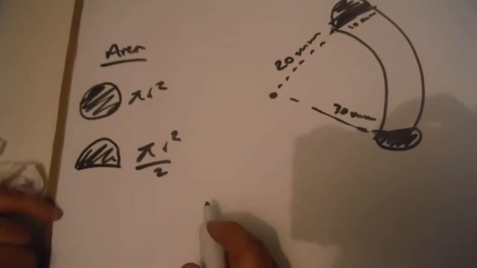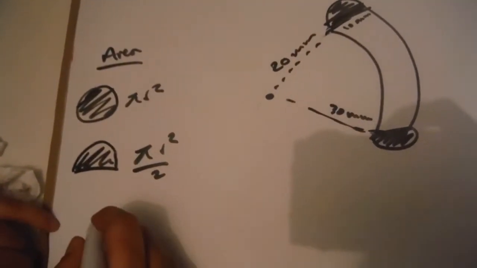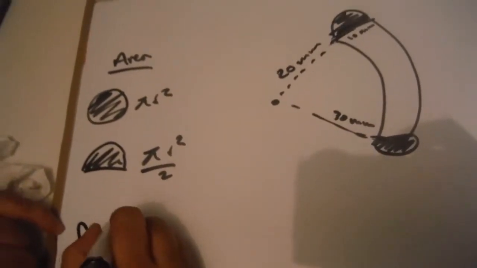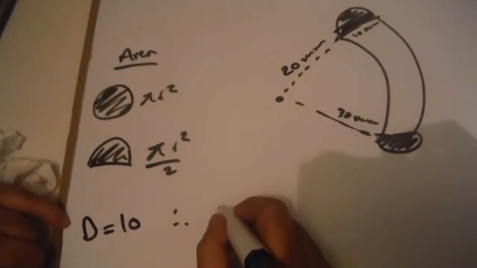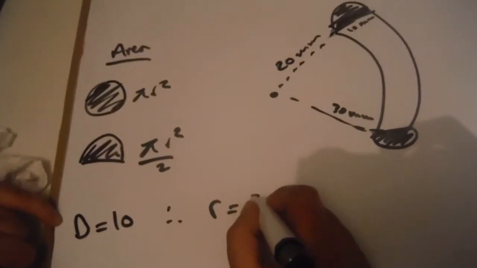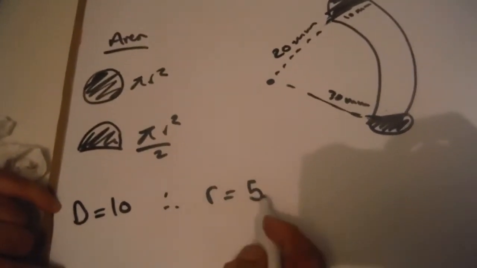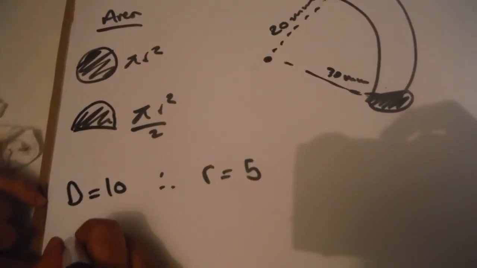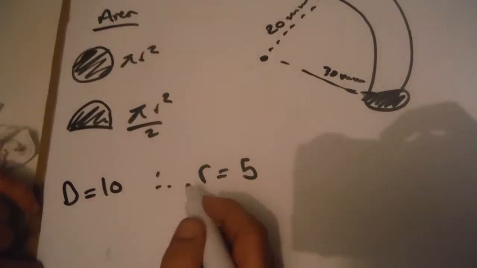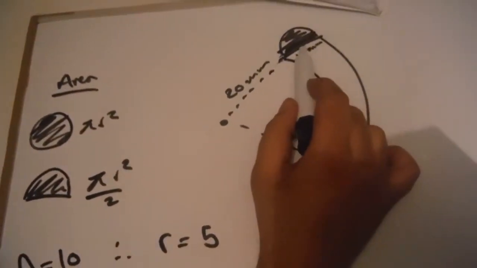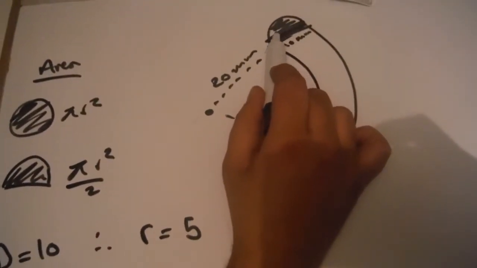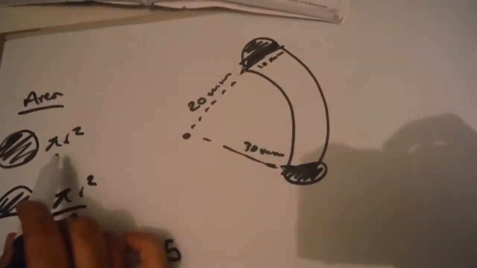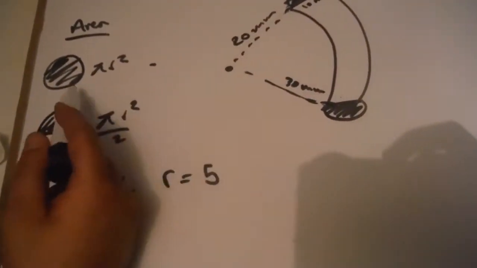Now to work out that area, first of all, we're given the diameter. If the diameter equals 10, then the radius should be 5, because two radiuses make one diameter. So if the radius is 5, we can look into this formula. Bear in mind, we've got two semicircles. If we put them together, we're going to get a full circle. So we can actually use the first formula, because two semicircles make one big circle.